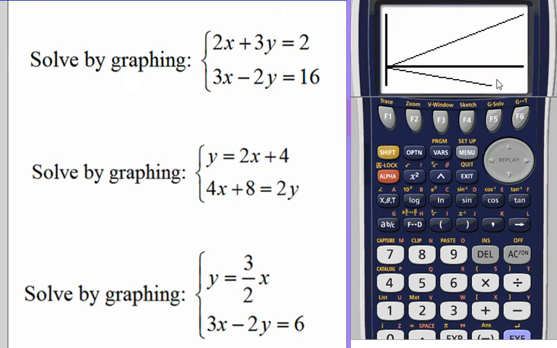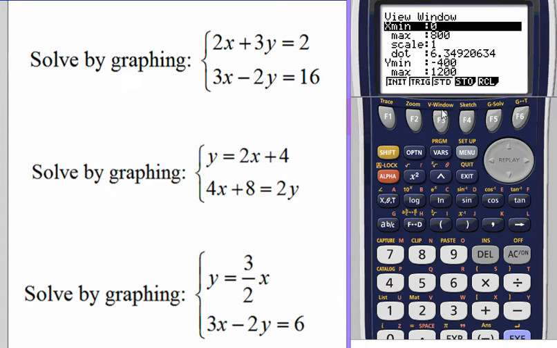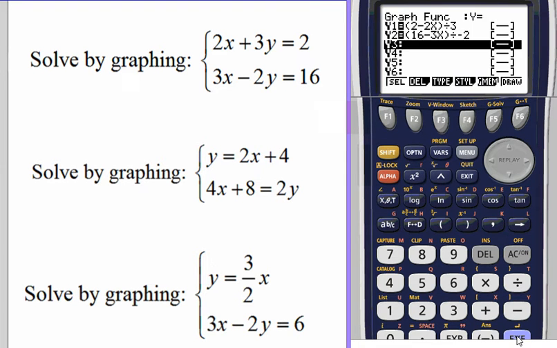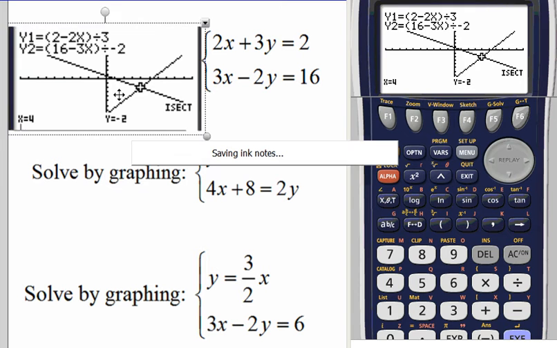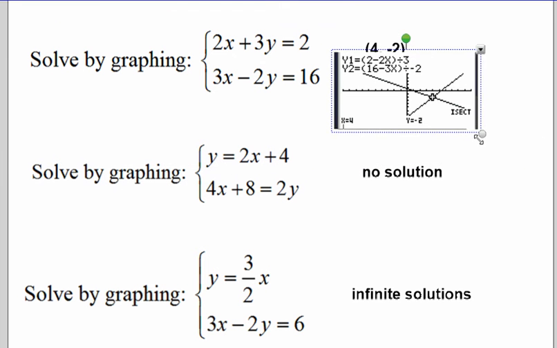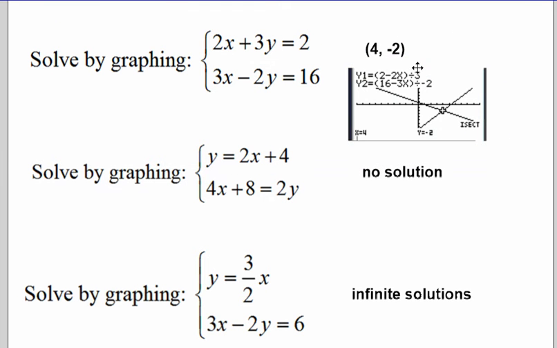Now, I've got a weird window as I was doing something earlier, so I'm going to hit viewing window and then standard. It makes it go -10 to 10 for x and y. Then I'm going to graph it again. The point where they intersect is the answer. So I hit G-solve and then F5 is intersect. Guys, look at that. X is 4, Y is -2. It's exactly what we got yesterday working it out by hand.